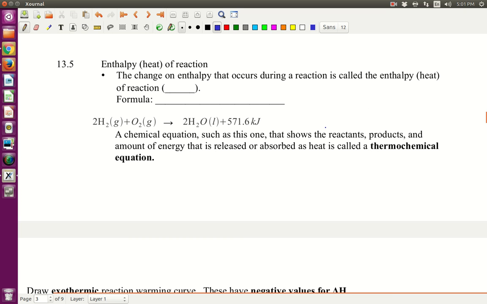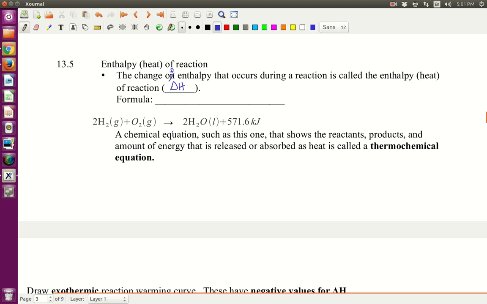So now we're going to cover the enthalpy, or the heat of reaction. The change of enthalpy that occurs during a reaction is called the enthalpy of the reaction. Okay, and the enthalpy of the reaction will just be the delta H.